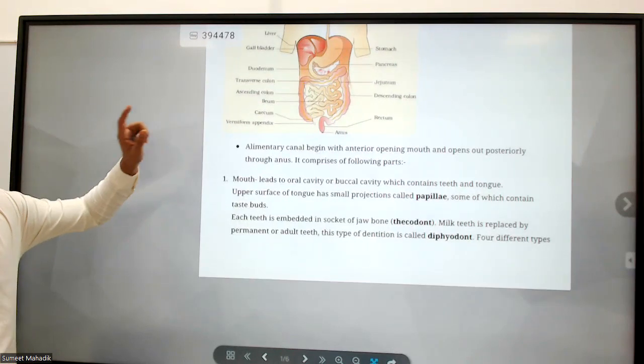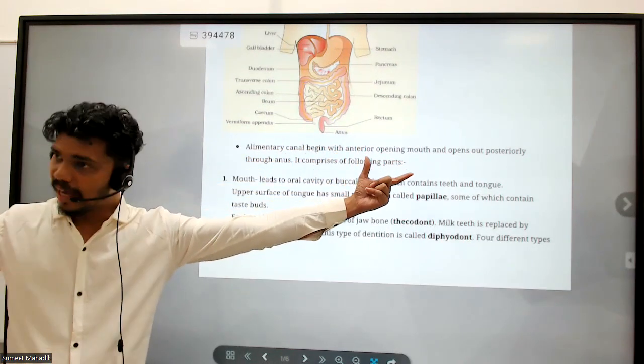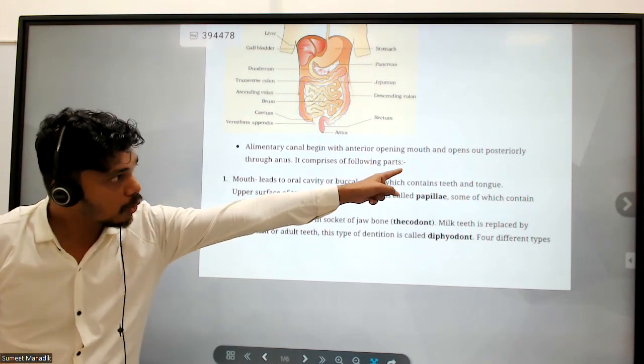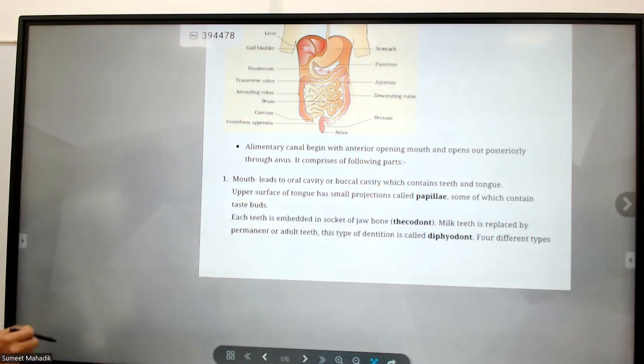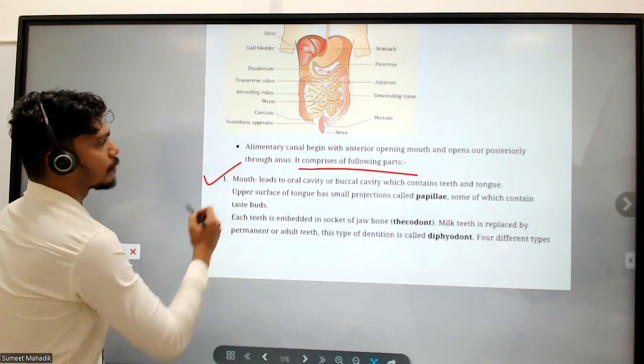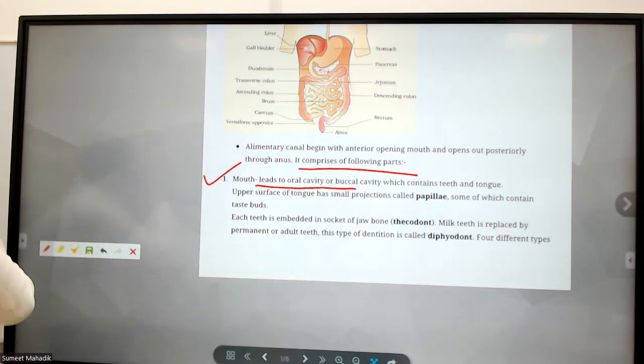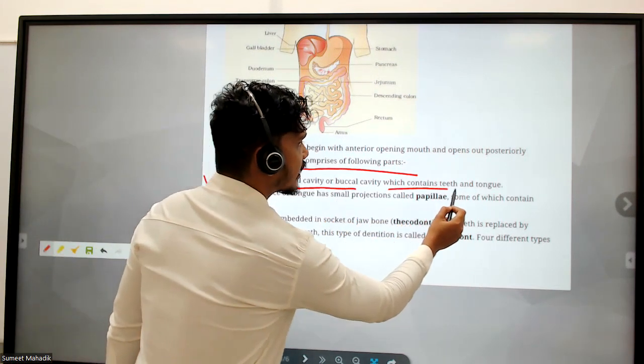The alimentary canal begins with the anterior opening of the mouth, and opens out posteriorly through the anus. It comprises the following parts. First is the mouth, which leads to the oral cavity. Which cavity? The oral cavity, which contains teeth and the tongue.